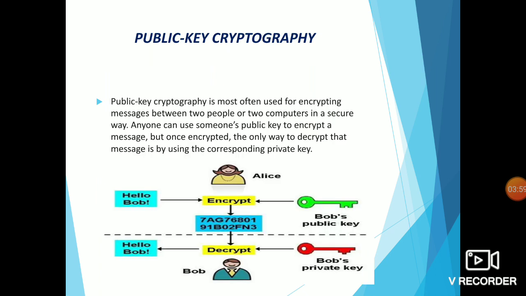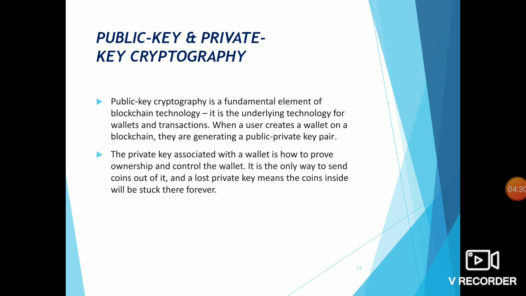Public key cryptography. Public key cryptography is most often used for encrypting messages between two people or two computers in a secure way. Anyone can use someone's public key to encrypt a message, but once encrypted, the only way to decrypt that message is by using the corresponding private key. The diagram explains public key cryptography. Public key and private key cryptography.